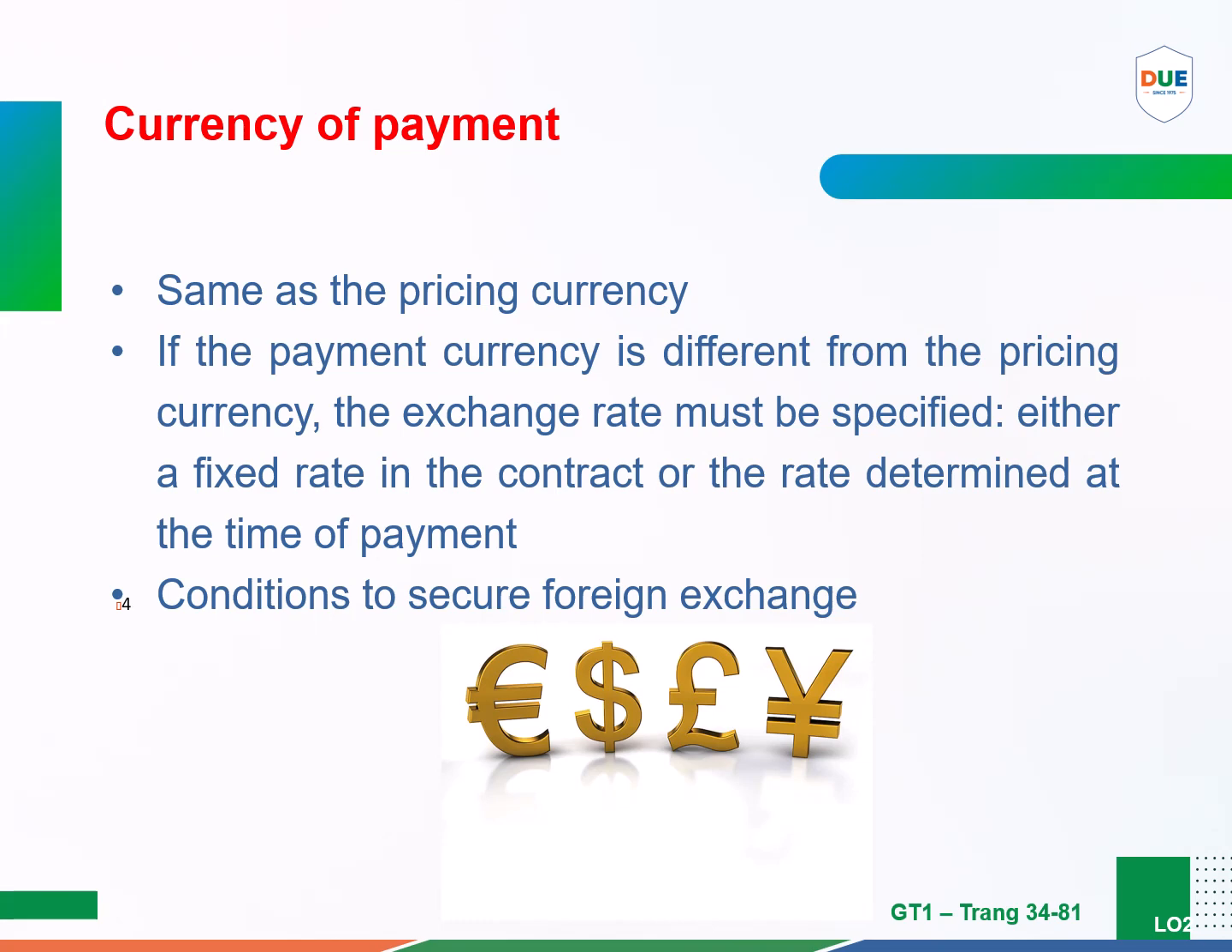In an international sales contract, the payment currency may be the same as or different from the pricing currency. Payment can be made in the currency of the exporting country, the importing country, or a third country. When the payment currency differs from the pricing currency, the contract must clearly specify how the exchange rate will be applied to avoid risk of dispute. In cases where the two currencies are different, the parties need to agree on a conversion rate, which can be either a fixed rate stated in the contract or a rate determined at the time of payment.